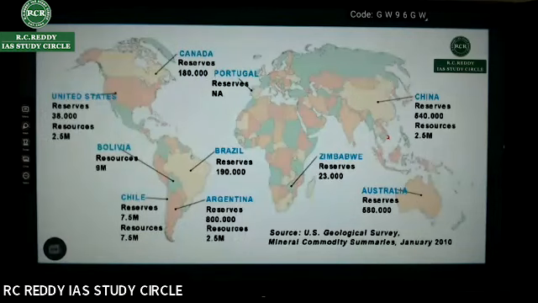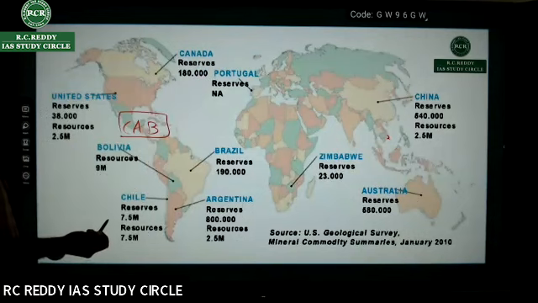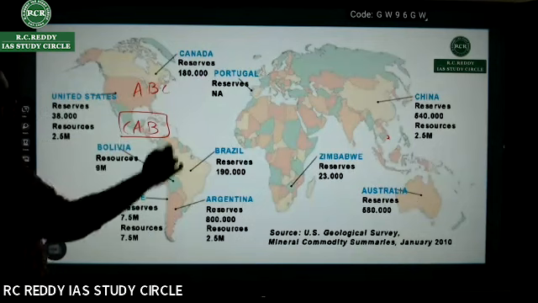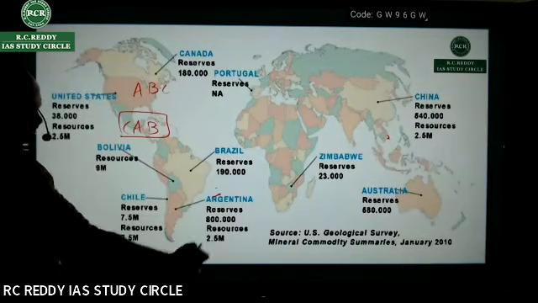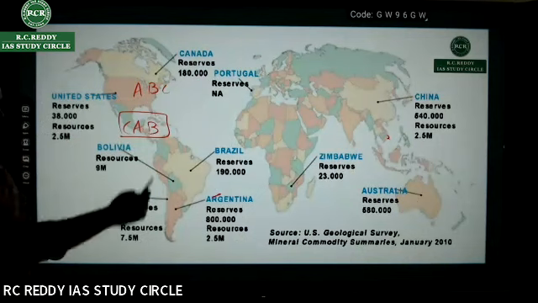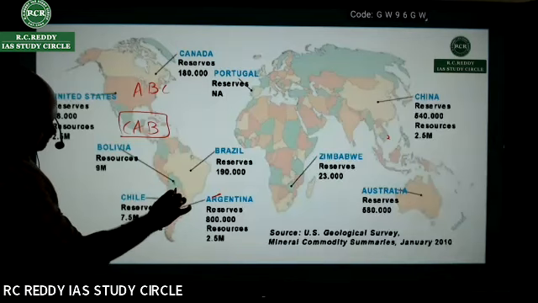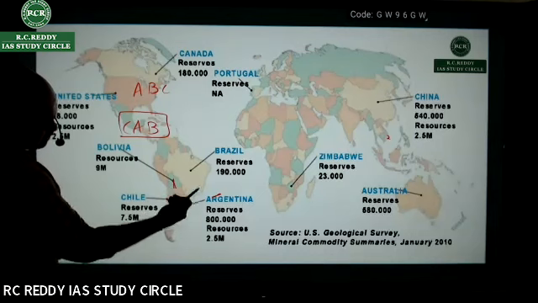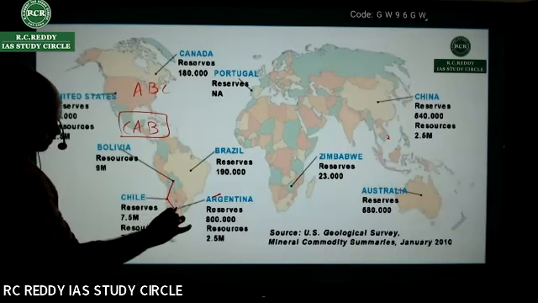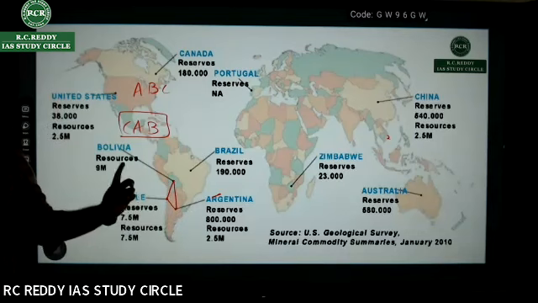And we have CAB countries which are known for lithium reserves. Or you can also say ABC. A is Argentina. B is Bolivia or Brazil? Bolivia. And C is Chile. This is what is called the lithium triangle. CAB countries: one is Chile, the other is Argentina, the other is Bolivia. B is not Brazil. B is Bolivia.